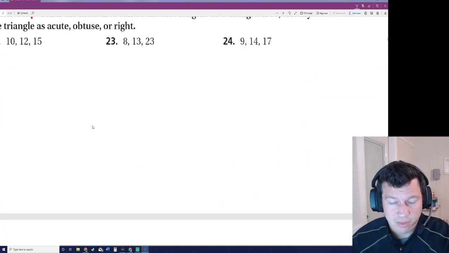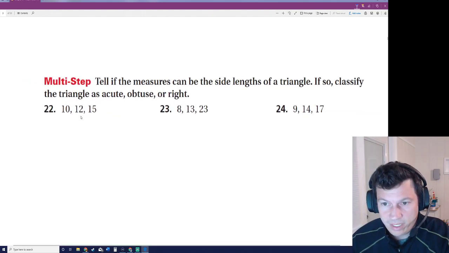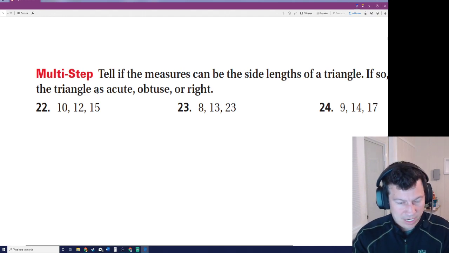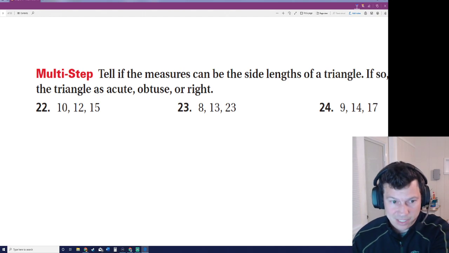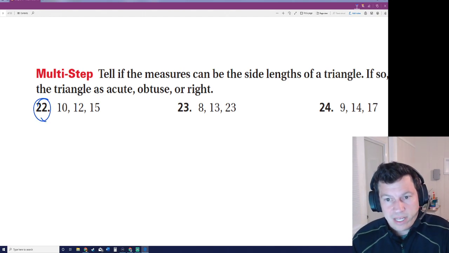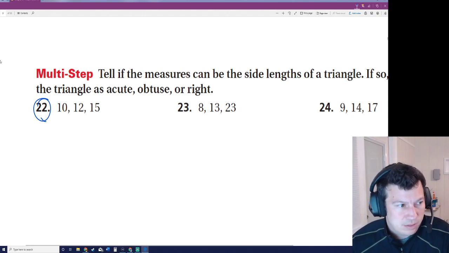All right, so the other thing that we can do with Pythagorean theorem, this is the converse of the Pythagorean theorem, is tell if we're given three sides. If I just give you the three sides like so, right here, we have sides 10, 12, 15, and we can tell if it's acute or obtuse. And we can do that.